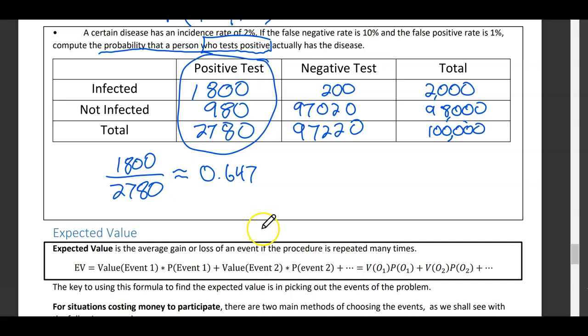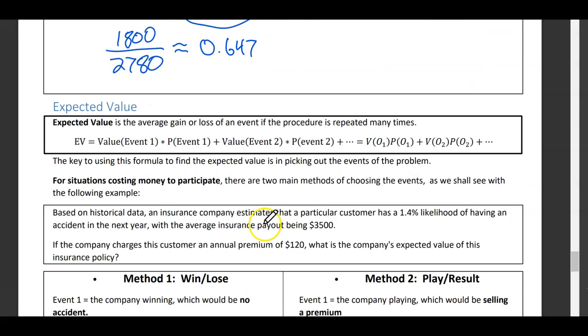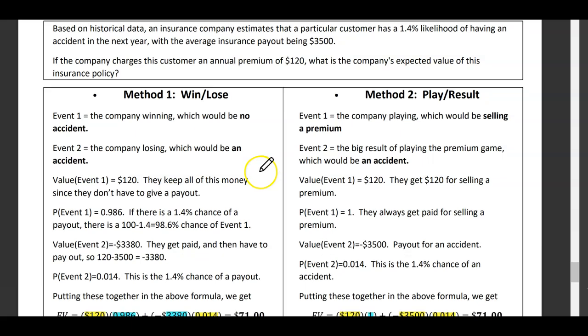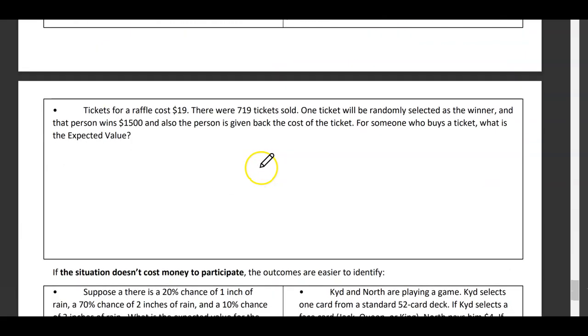All right, finally, expected value. There's two situations you find yourselves in. One is where it costs money to participate, like to buy a raffle ticket or to buy insurance. And the other one is if you're just playing a game and you're wondering what's the chances of certain things happening. It doesn't cost money to participate. So I like to do the stuff that costs money a certain way. The books don't show it much, but I think it's just so much easier.